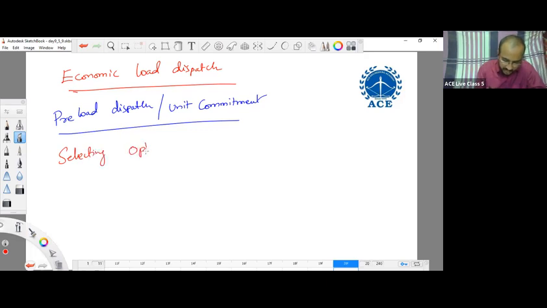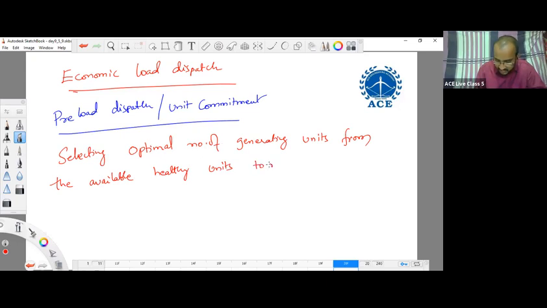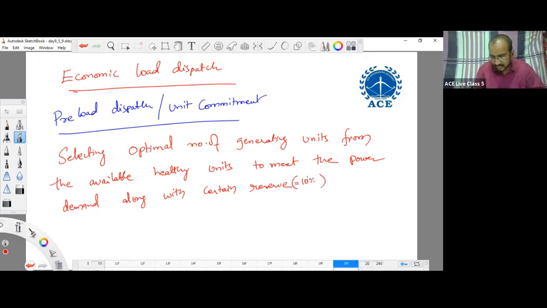Selecting the optimal number of generating units from the available healthy units to meet the power demand along with certain reserve, such that fuel cost is minimized. Generally the reserve will be 10%.